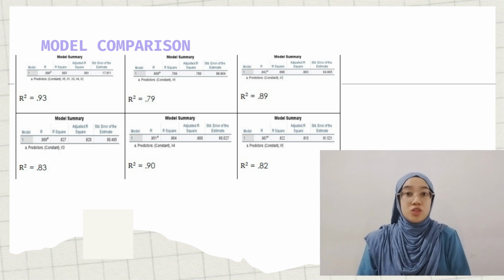Model comparison. Models are chosen based on their R-square. The R-square for multiple linear regression is 0.93, which is higher than the other R-squares, while the lowest R-square is x1, which is 0.79. The model with the higher R-square is better to be chosen.